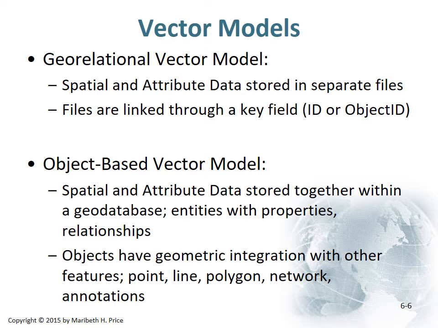Object-based models are where we store spatial and attribute together within a geodatabase, and that enhances the things that we can do with regard to the relationships between them and the kinds of analysis that can be done. So these are objects that have geometric integration with other features in the data set, whether it's point, line, polygon, network, annotations, whatever you're working with. Geodatabases are a little bit more powerful to use with regard to the types of things that we can do and how we can relate and make relationships between the different types of data.